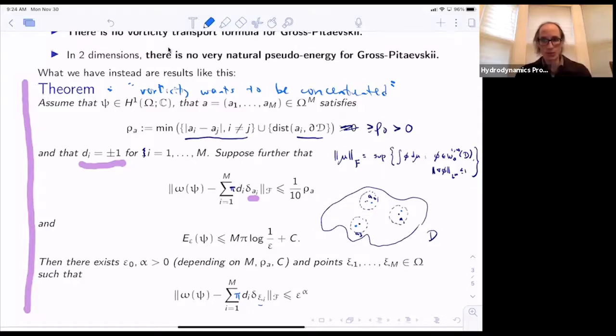So within each ball of radius rho alpha over 10, there's some such point. If we know roughly the vortex locations and we have some control of the energy, then there are these very sharply concentrated vortices. Okay, and so that's good. That's a kind of thing that one definitely does not have for the Euler equations.